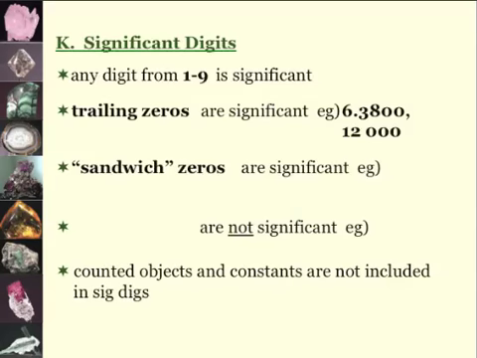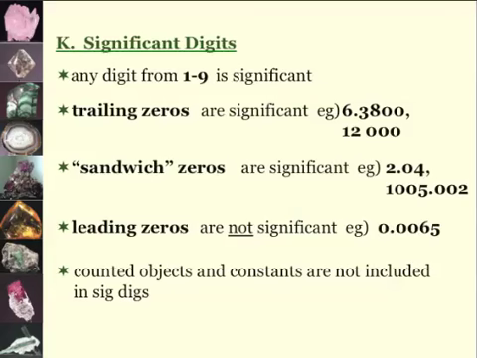Okay? Sandwich zeros are also significant. So these are zeros that are within numbers from 1 through 9. So we have some examples there. Okay? Leading zeros, however, are not significant. So in this example here, this example only has 2 significant digits. Not 5, not 4, it's only got 2 significant digits.